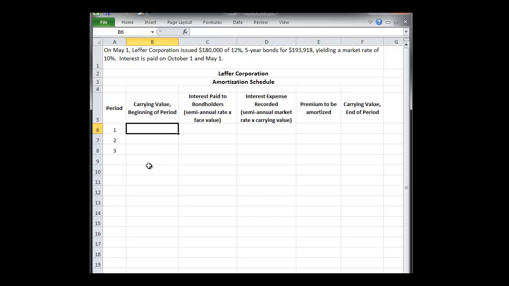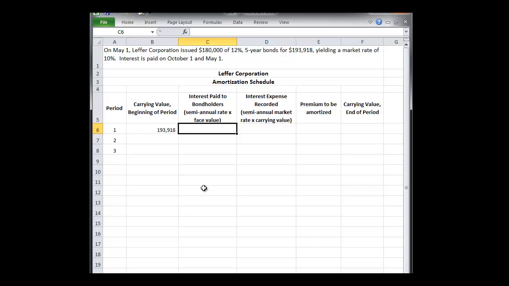Okay, so we start off with the beginning carrying value. And what is that? Well, it's given in the problem. It's $193,918. That's what it was sold for. Now we need to determine the interest paid to bondholders. So we take the semi-annual rate, and semi-annual rate just means half of the regular rate, and multiply it by the face value.